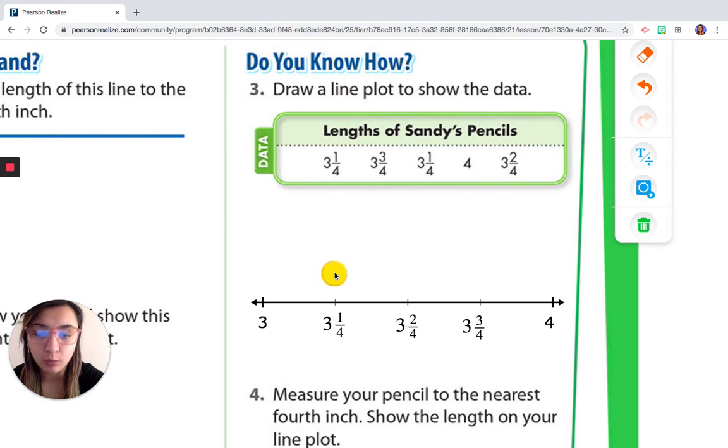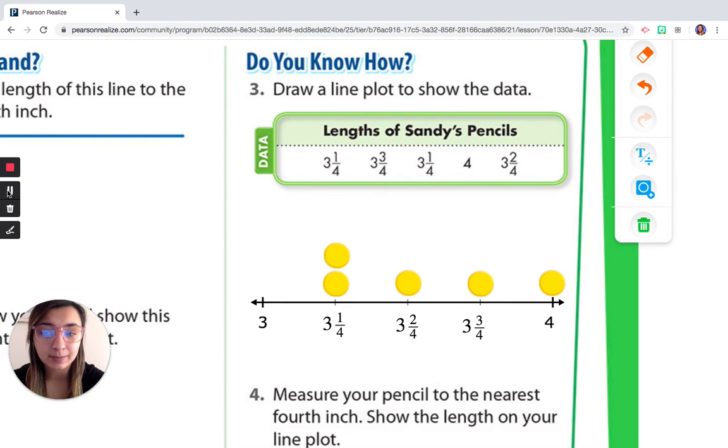So it says 3 1/4, so I'll put a dot. 3 3/4, I'll put a dot. 3 1/4 again. 4 and 3 2/4. And that is all you have to do when plotting. You're making the number line unless it's made for you already, and you're just plotting the dots. So it's as simple as that.